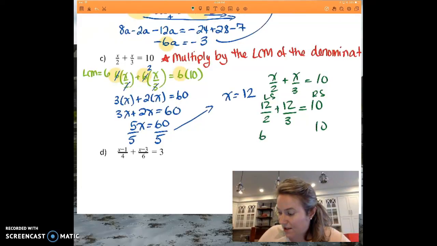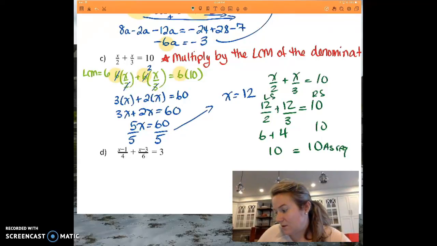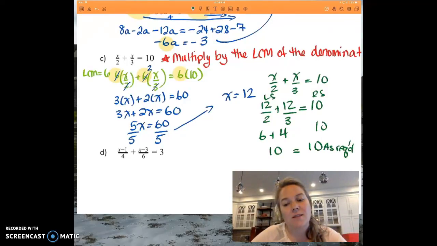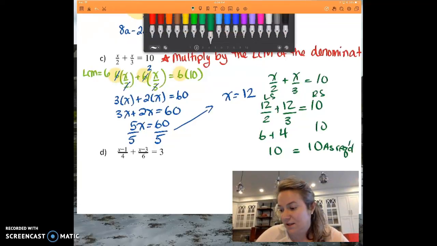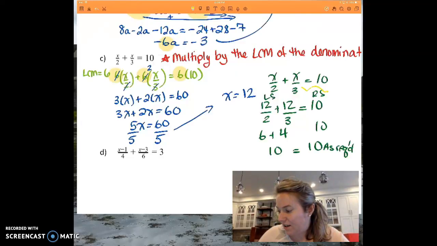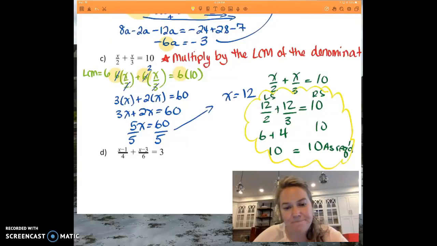12 over 2 is 6. 12 over 3 is 4. That's 10, as required. Remember I said the left side, right side check is a formal proof that you can use to check your answer for any algebraic problem. And here you go, I've just used it in this context. So here is your left side, right side check.